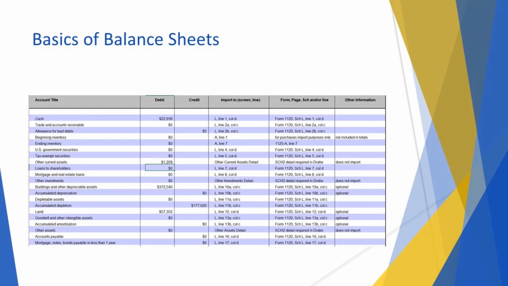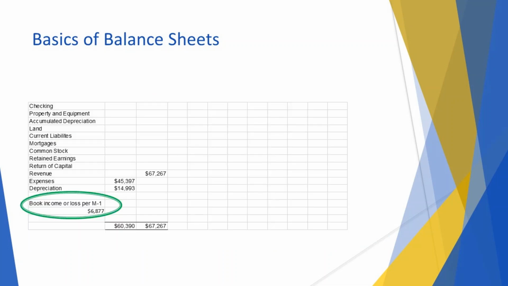Here's our trial balance. Many software programs will have a built-in trial balance, or you can find a sample in the comments below. First, we'll enter our income and expenses, including depreciation. You can see it populate the M1 income at the bottom.